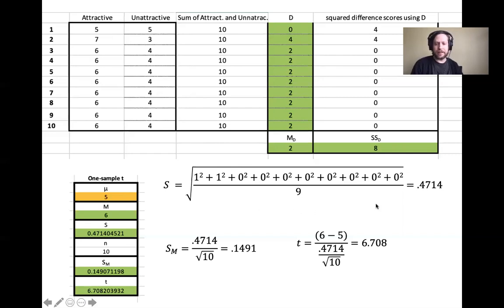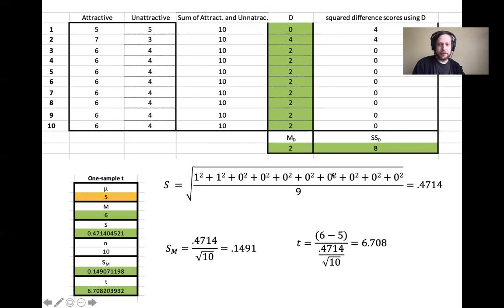So here's how we calculated the sample standard deviation for this example. You're using the x values. 5 minus 6 is 1. 1 squared is 1. 7 minus 6 is 1. 1 squared is 1. 6 minus 6 is 0. 0 squared is 0. And we have a whole bunch of 6's right here, and so we have a whole bunch of zeros right here.